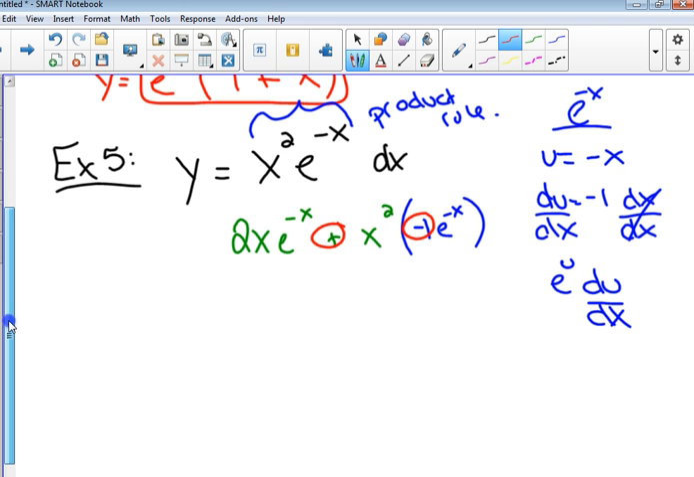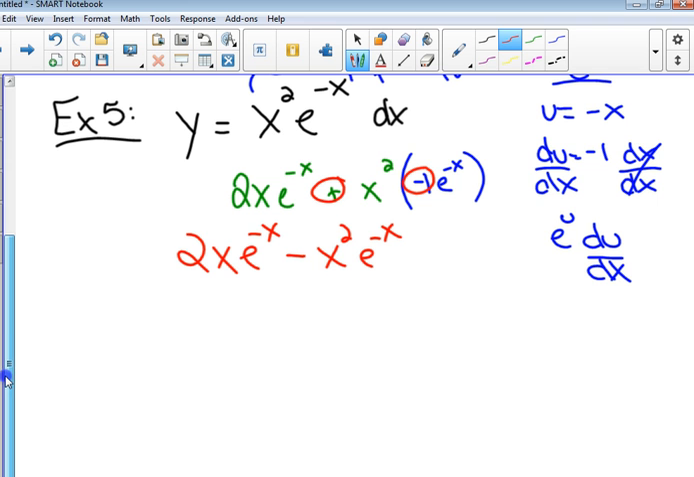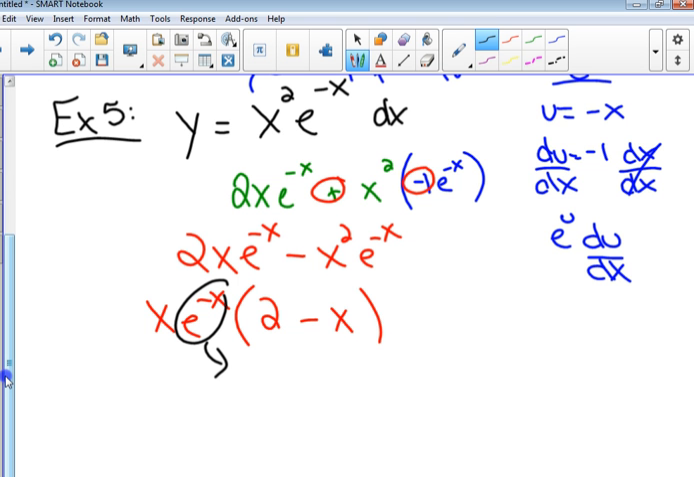Watch out for your negative here, guys. 2x e to the negative x minus x squared e to the negative x. Your book does a lot of factoring out things. If you factor things out, you should be getting the same stuff. We have a GCF of e to the negative x and then an x, so it would be 2 minus x. If you wanted to keep going and bring this down below, you could do that too, but you change your exponent to be positive.